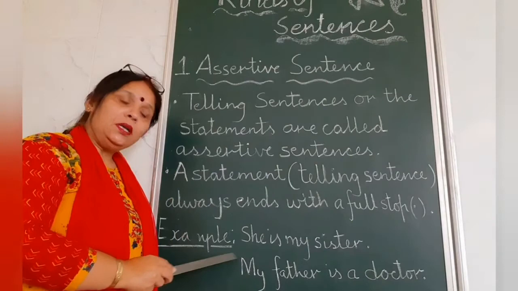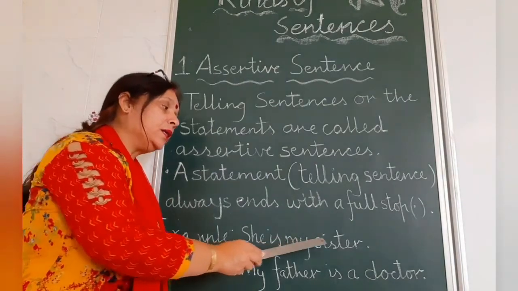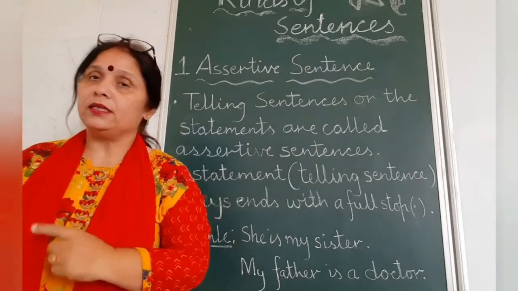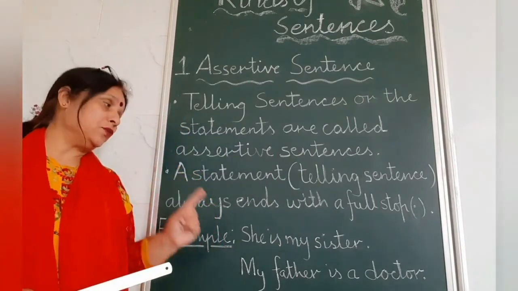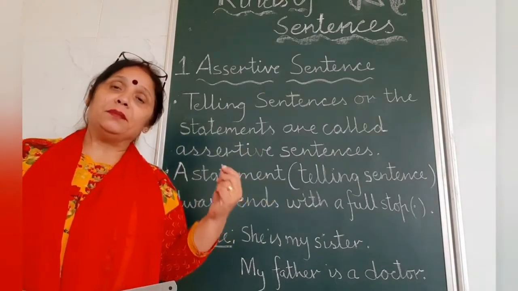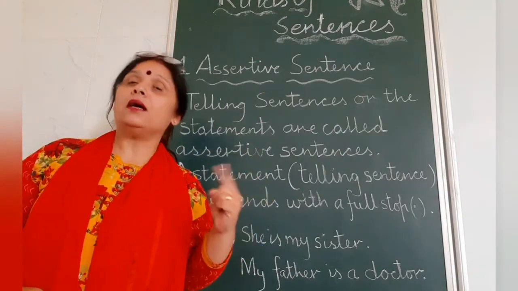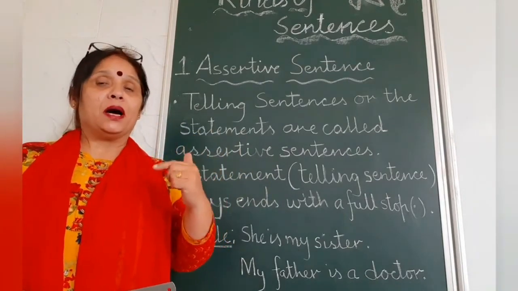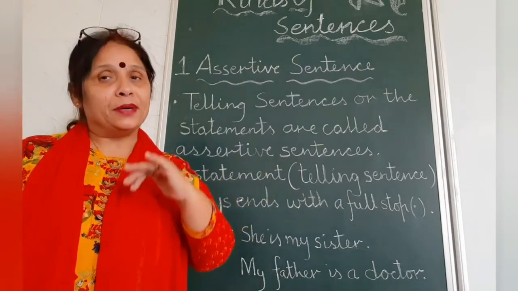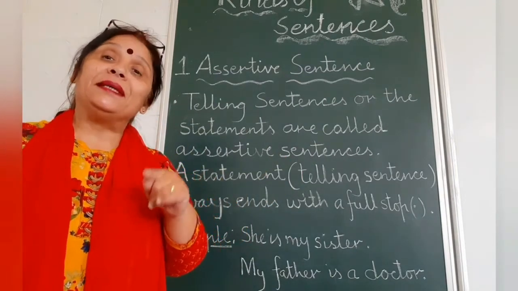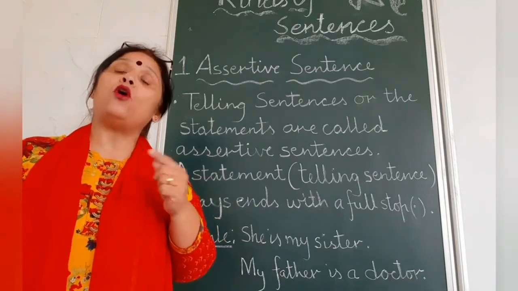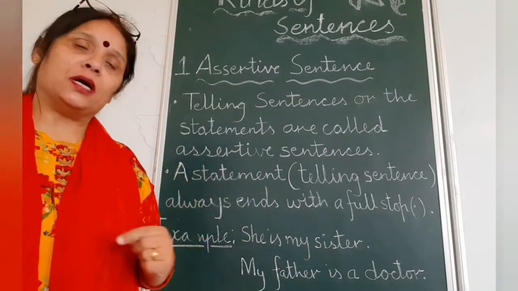For example, she is my sister. This is a telling sentence. In this sentence, we come to know that the girl is my sister. Means somebody is telling us that she is my sister. मतलब वो उसकी sister है, वो हमें बता रहा है. मतलब telling. Telling means to say something, to inform something, कुछ बताना.